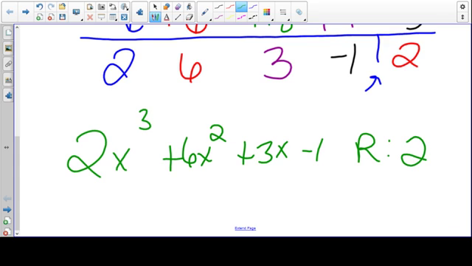So what that is saying is I divided my polynomials based on just the coefficients. So let's go ahead and take a look at the next one.